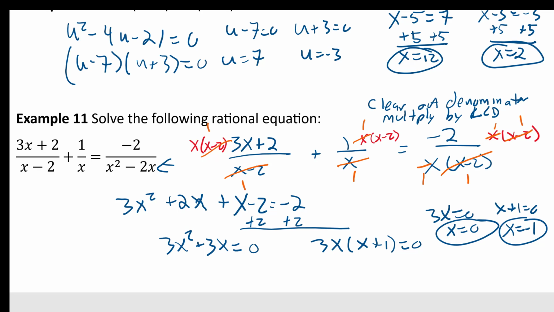X equals 0 can't work because of the denominators in this whole thing. So that's not a viable solution. It's not in the domain. A negative 1 would be allowed. So that's our only solution there. Okay, and that's it for 4.3. Hope that makes sense.